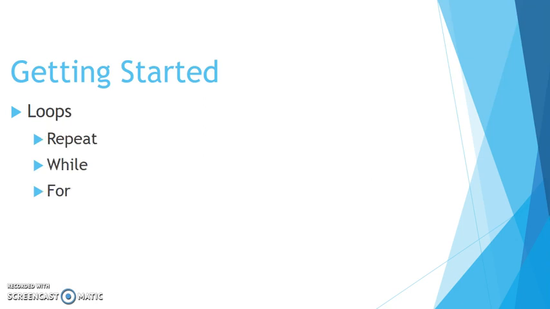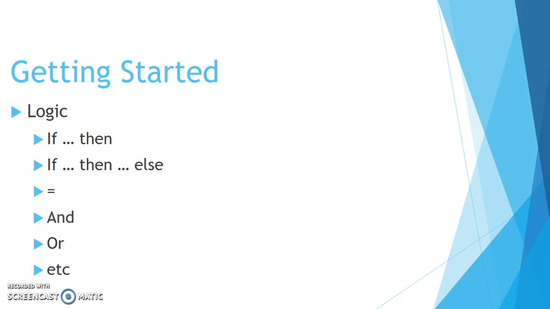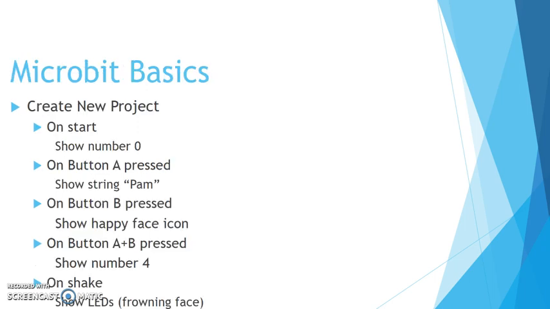There's a number of loops in there, repeat, while, and for, and we look at those as this module moves on. And then we also have logic, so we've got if then, so we're making decisions. If something is true, then do something. Otherwise, or else, do something else. And we can look at equality and or, which are part of our conditions as well.